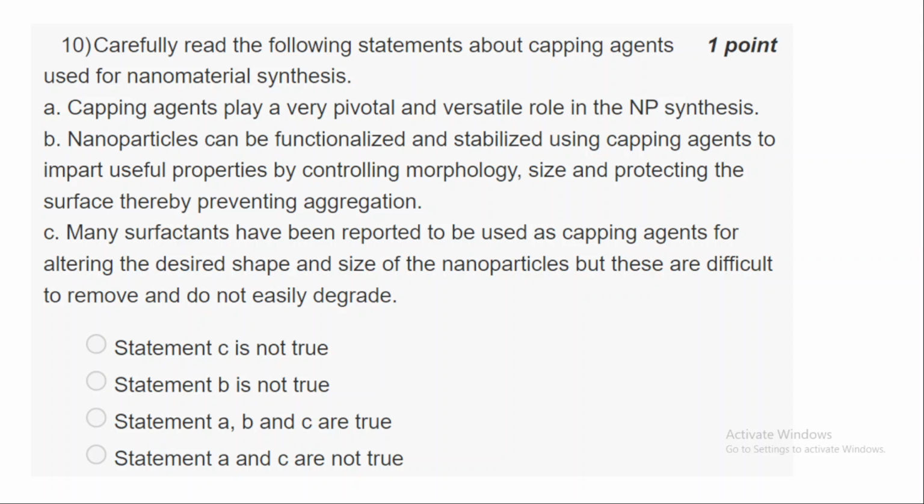It's a big question. Take your time. We are well ahead in our schedule. You can take your time, read this question, and I want the maximum number of students to try answering it. This is about capping agents in nanometal synthesis. Try to read the question and answer in the comment box what you think is the correct answer. I'll wait for one or two minutes and check the answers.